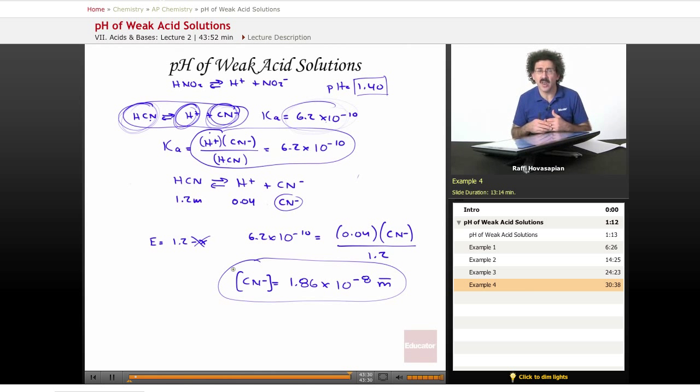And more often than not, they're going to ask for calculating the hydrogen ion concentration, or more accurately, the pH. More often than not, they'll just straight out ask for the pH.